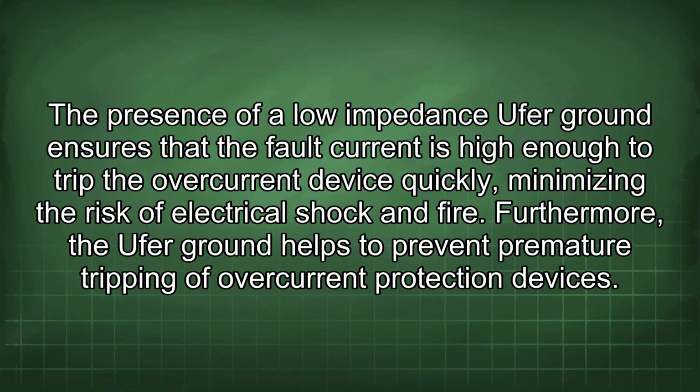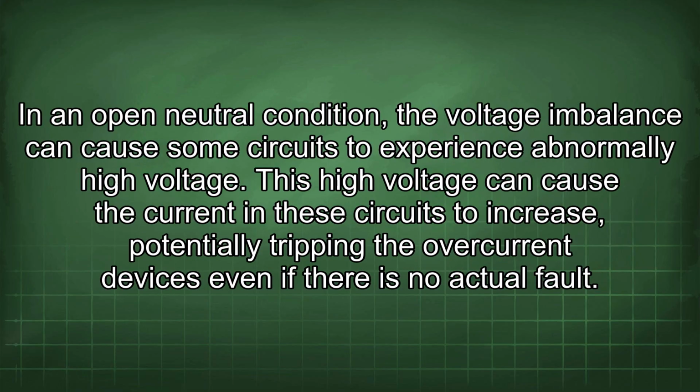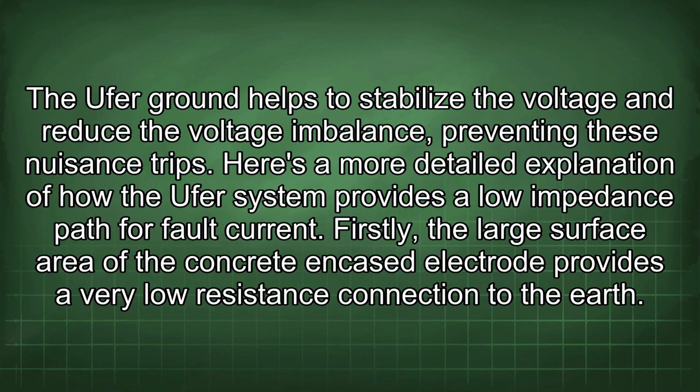Furthermore, the Ufer ground helps to prevent premature tripping of overcurrent protection devices. In an open neutral condition, the voltage imbalance can cause some circuits to experience abnormally high voltage. This high voltage can cause the current in these circuits to increase, potentially tripping the overcurrent devices even if there's no actual fault. The Ufer ground helps to stabilize the voltage and reduce the voltage imbalance, preventing these nuisance trips.